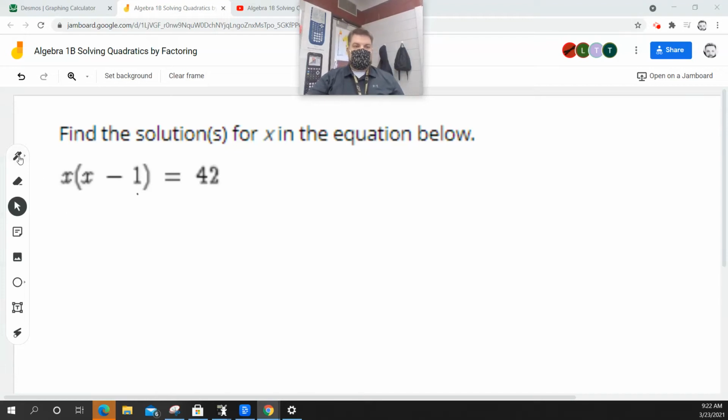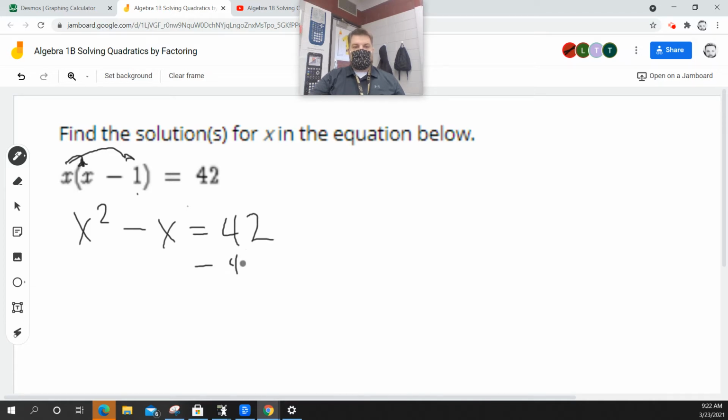All right, so for this one, I got to set it equal to 0. But before I do that, I'm going to have to multiply this out before I factor it, which is kind of weird. I think the answer is 7 and negative 6 or something, but I'm going to push this through. So x times x is x squared. X times negative 1 is negative x, and that's equal to 42.